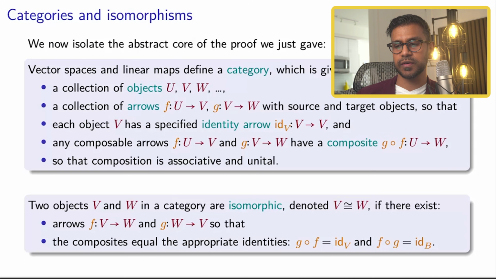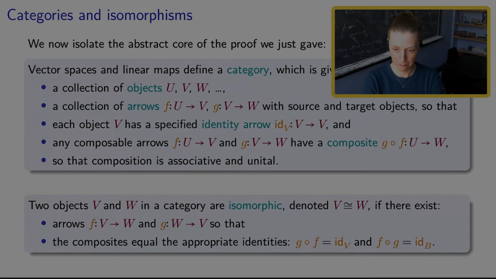Would this statement that G of F equals the identity on V be different than the statement G of F is isomorphic to the identity on V?